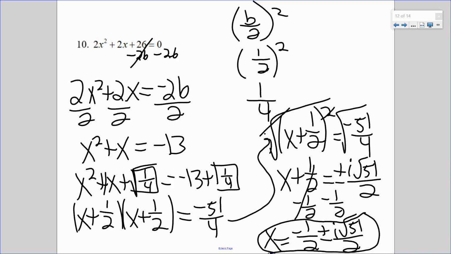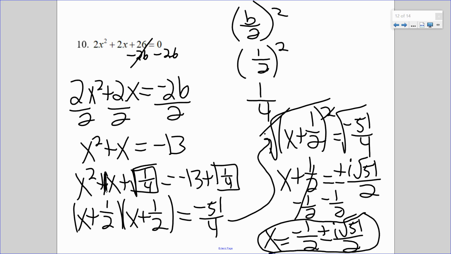I think if a is not 1 and/or b is not even, in this case b was odd, which brought the fractions into play, I think it gets a lot nastier. Again, you can do it with completing the square, but I think it's a lot easier to do this particular problem with the quadratic formula. So if you got lost on this towards the end with the fractions, I really wouldn't worry about it. I don't need you to be able to do this example using completing the square.